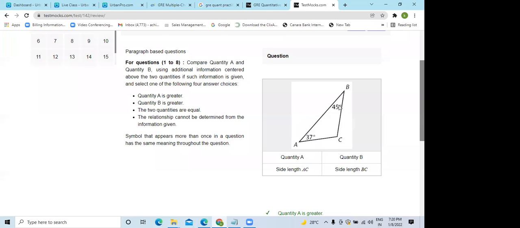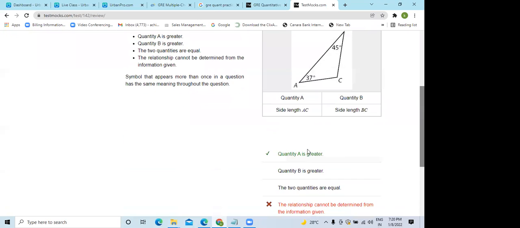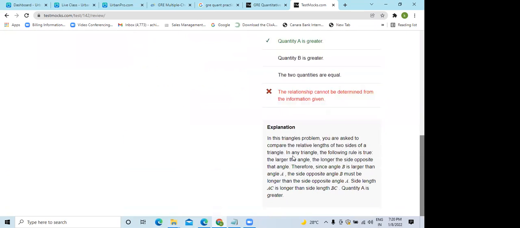In GRE, basically they want you to analyze and understand some logic also. They are also trying to analyze your critical and logical reasoning skills, right? Simple logic. So if you see the explanation here, you'll probably understand and agree. In this triangle problem, you're asked to compare the relative lengths of two sides of a triangle. In any triangle, the following rule is true.